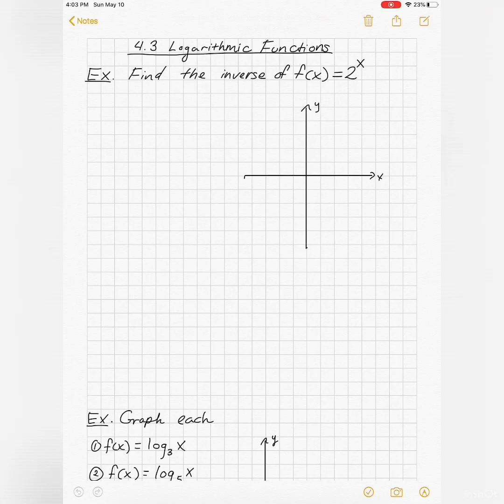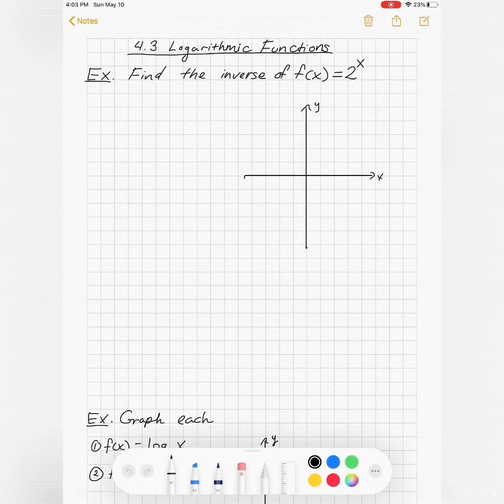Let's take a look at section 4.3, looking at logarithmic functions. So the first question here is, what if we have an exponential function? Something like f of x is 2 to the x. So we've been talking about those. So the question is, how can I find the inverse of that function?